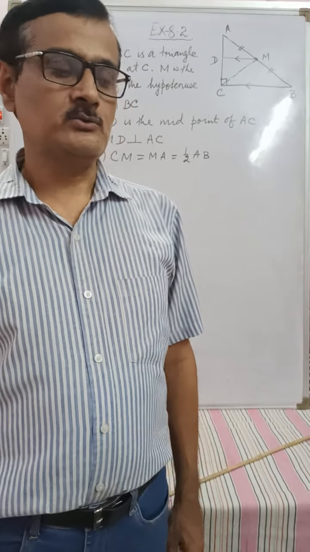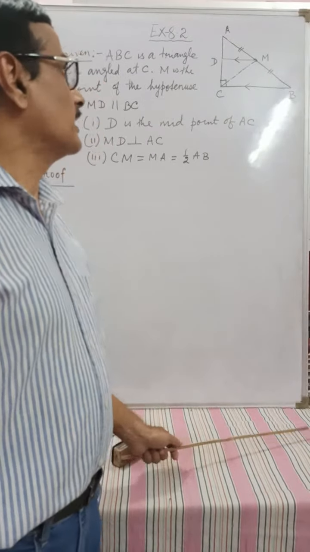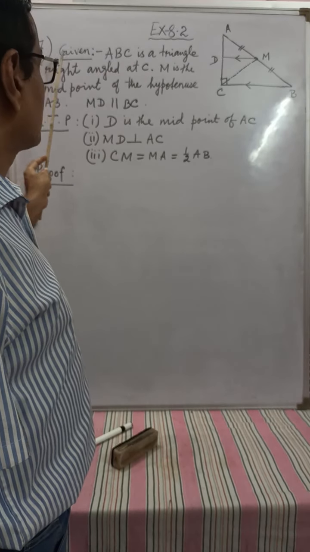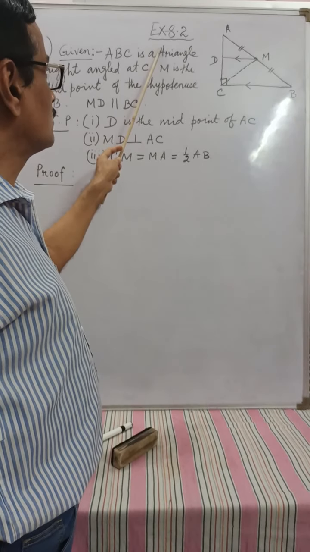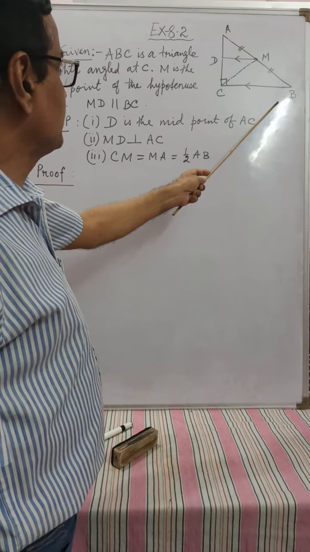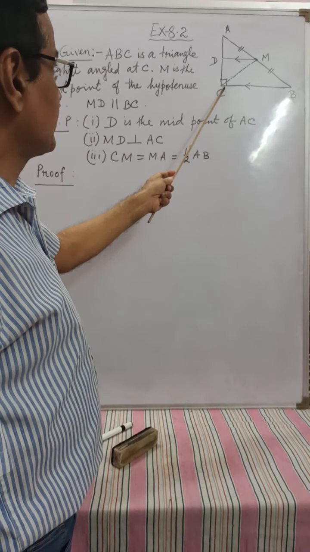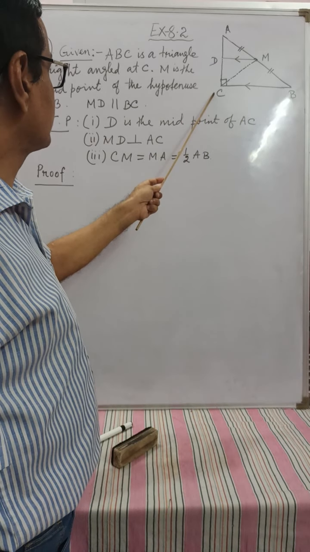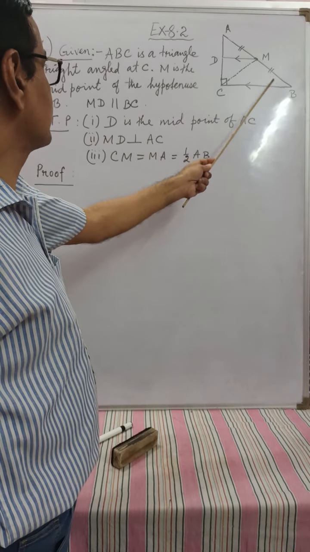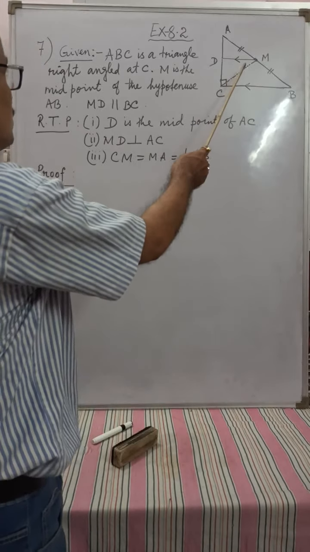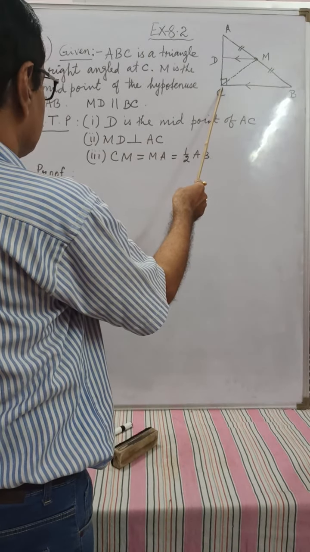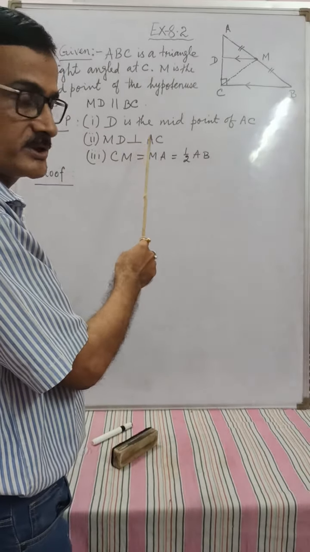Today we are going to solve and explain one more question, question number 7 from exercise 8.2 of NCERT. In this question, triangle ACB is given in which angle C is 90 degrees, that means ABC is a right triangle at C. M is the midpoint of the hypotenuse AB, and through M, MD is parallel to BC. It is also given. We have to prove three things.